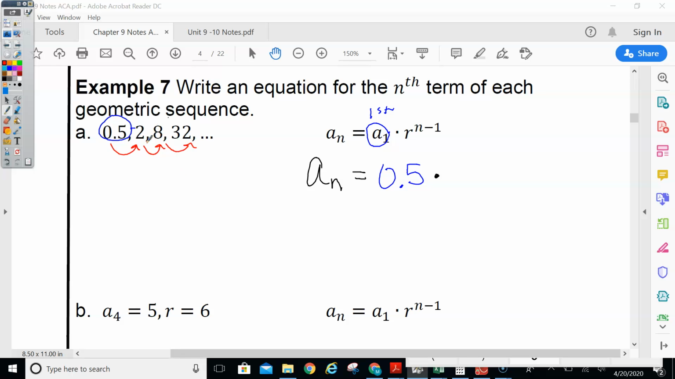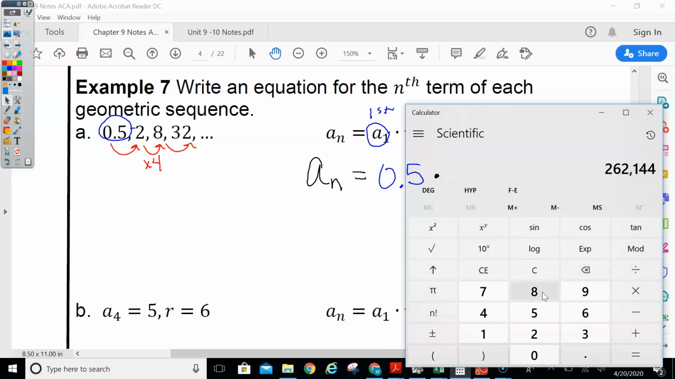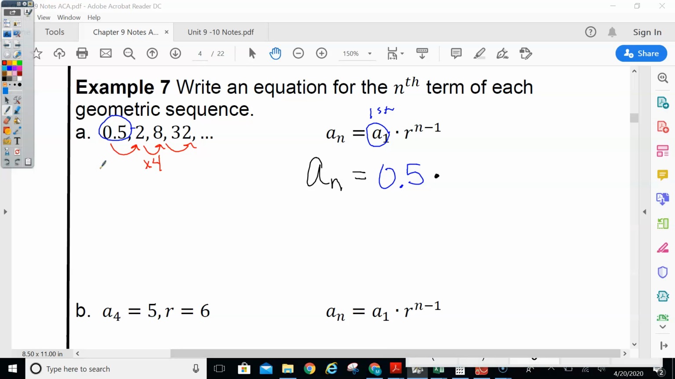So the one that I can pick out is from 2 to 8. So 2 times what is 8? 2 times 4 is 8. But then just checking all the other ones. Here, if I do 0.5 times 4, that's 2. Times 4 is 8. Times 4 is 32. So that means that R is 4. So R is 4.